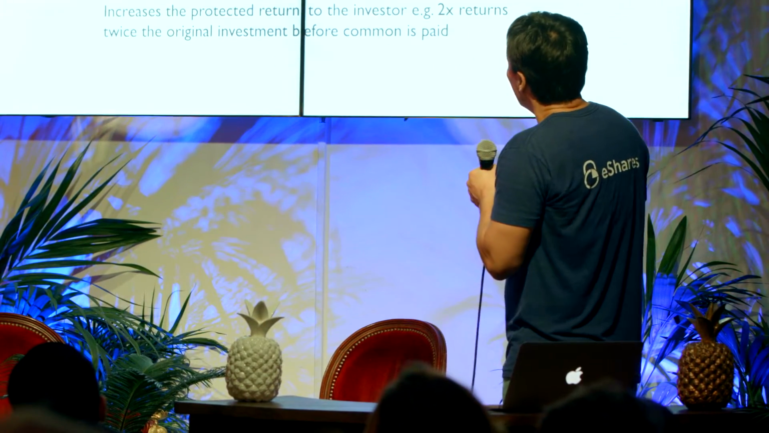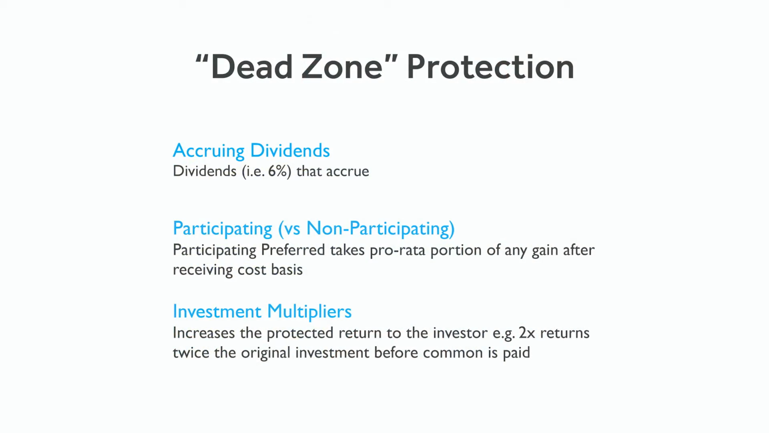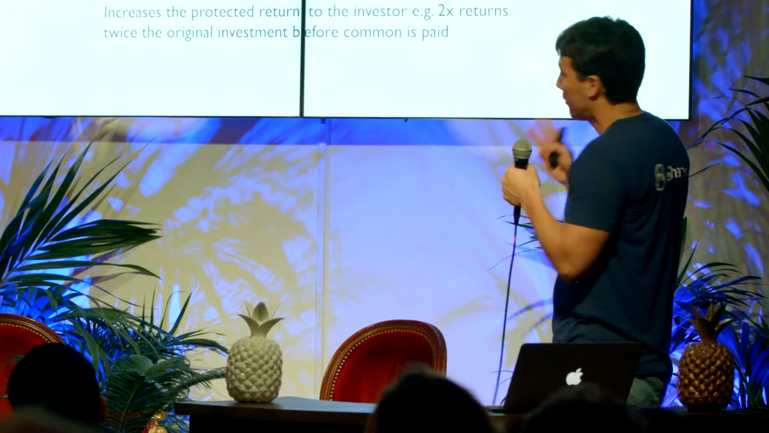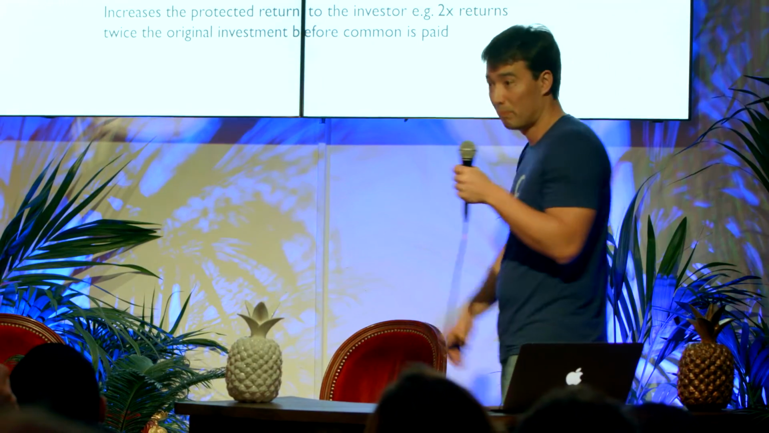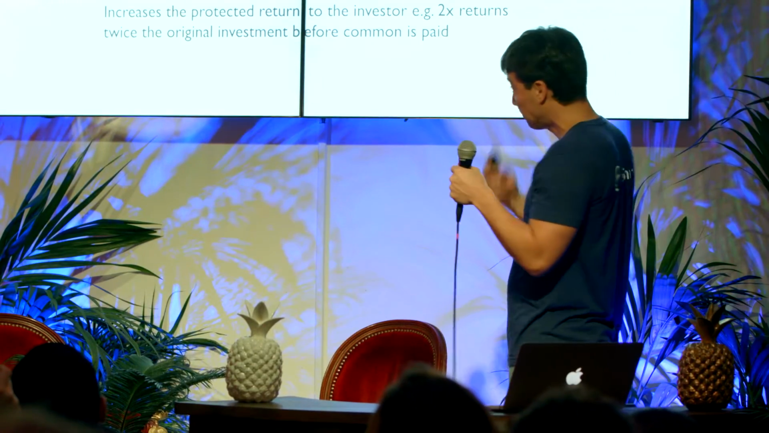So, there's a lot of different ways that term sheets will try to solve this problem, but let me give you 3 of the most common, at least in the US. And these are becoming more common now with the venture slowdown.